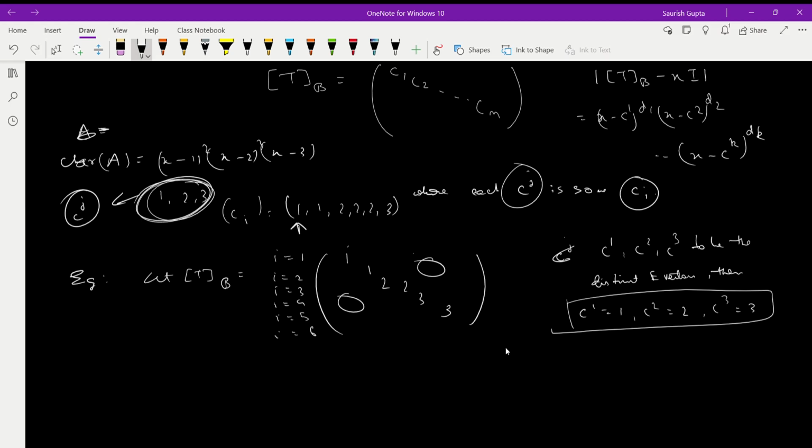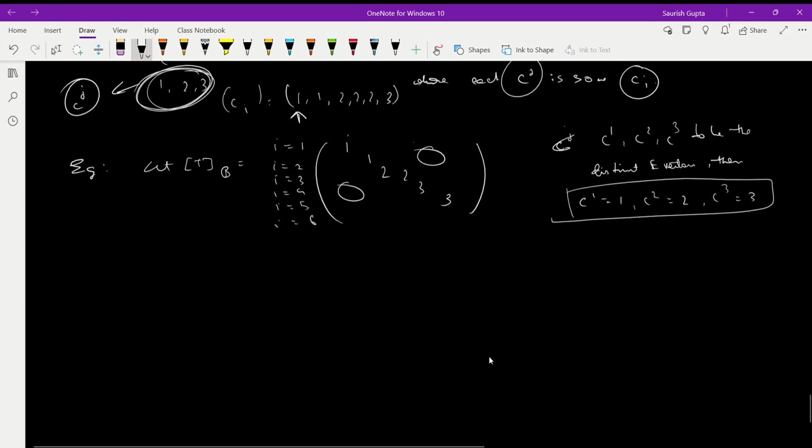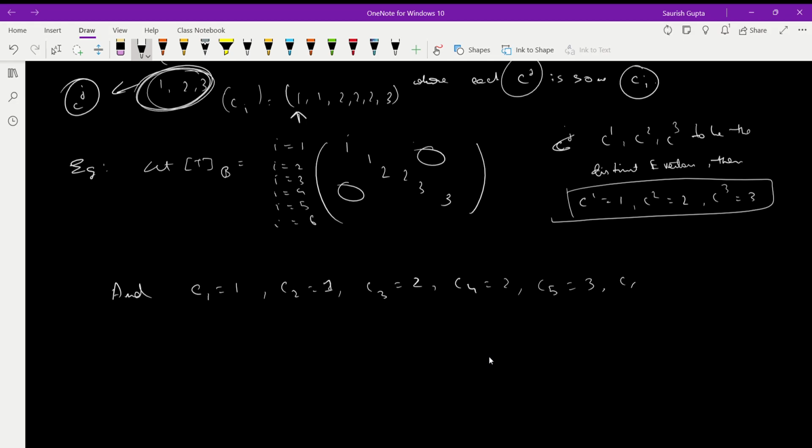So this is C upper index 1, C upper index 2, and C upper index 3. Clear? These are the respective eigenvalues 1, 2, and 3. And if I consider the listing in the lower indexes, then we have C1 is 1, C2 is 1, C3 is 2, C4 is 2, C5 is 3, and C6 is 3 as well, right?